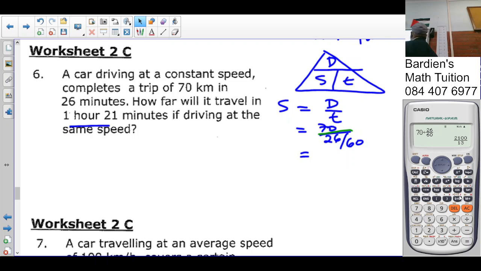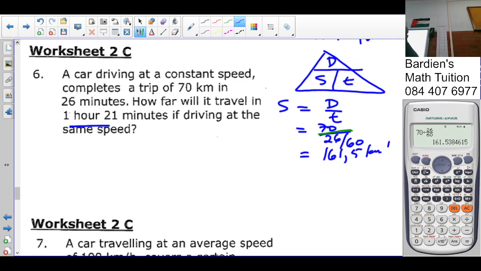So they're traveling at 161. It's fast, no? What is the speed limit on the highway? 120 on the main road, no? 161.5 kilometers, very fast. Must be a race course. It's 161.5 kilometers per hour.